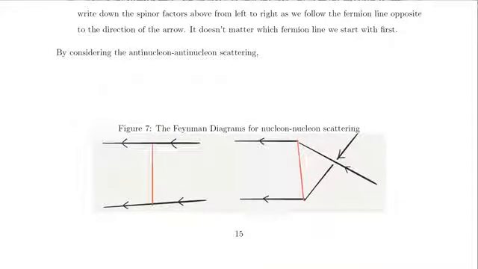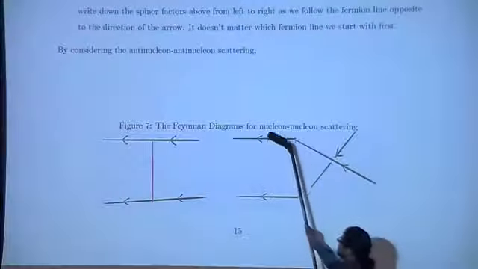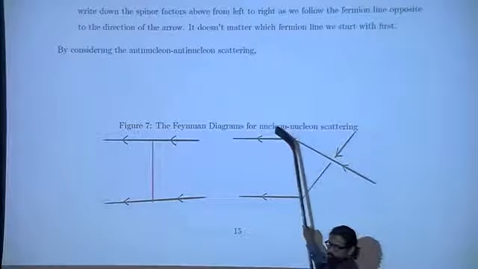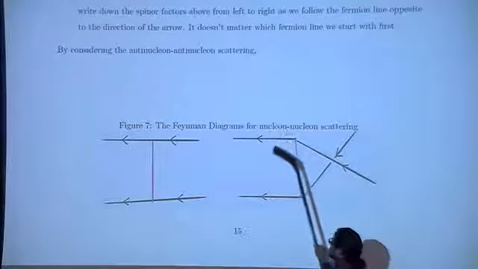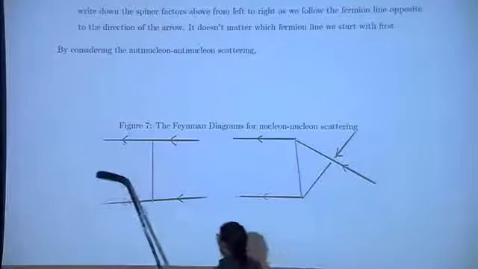So I told you about the Feynman rules for the antifermions, but to actually derive them, you basically have to do an antinucleon scattering. This should be antinucleon. Thank you, sorry. So you have, time is flowing this way. There are two antinucleons coming in.